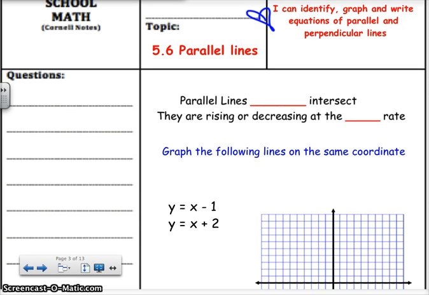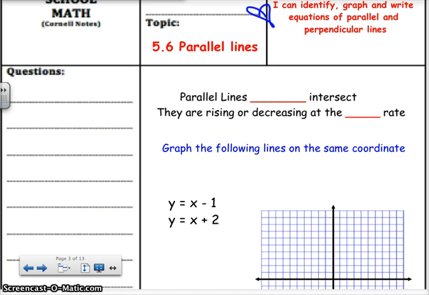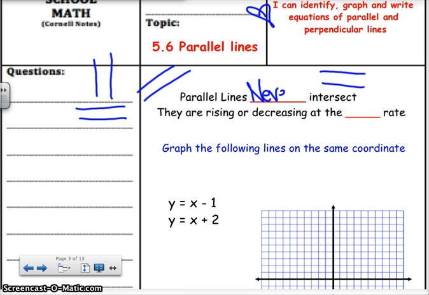Okay, so parallel lines. We just talked about it. Parallel lines look like this, like a railroad track or road. They're lines that never intersect. The reason they never intersect, the purpose behind that, is because they are rising or decreasing at the same rate. This is huge.